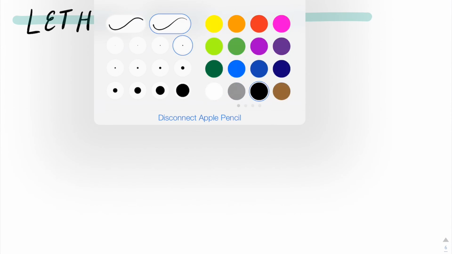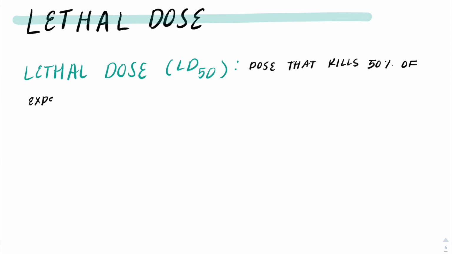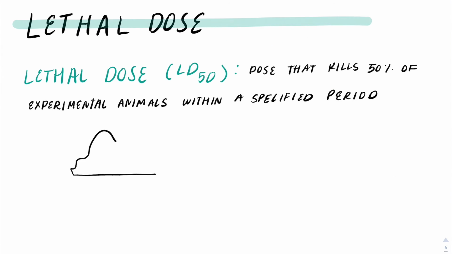The lethal dose is the dose that could kill 50% of the population within a specific amount of time. The less you need to add to kill 50% of the population, the more effective the pathogen is.